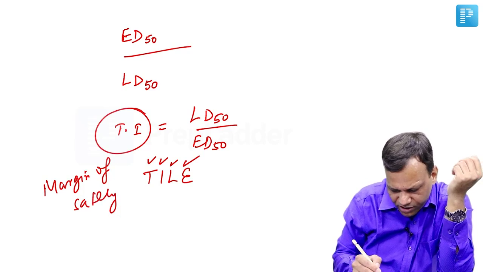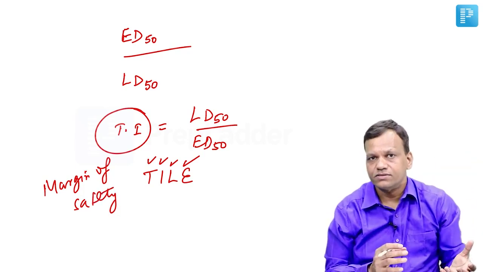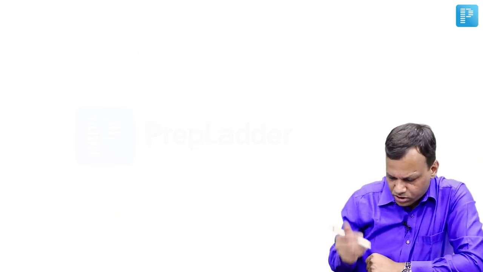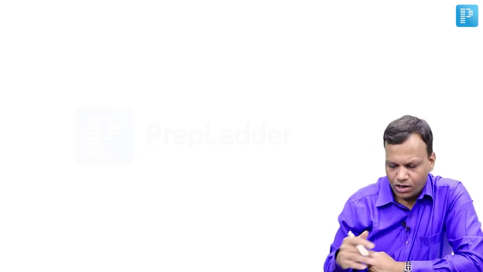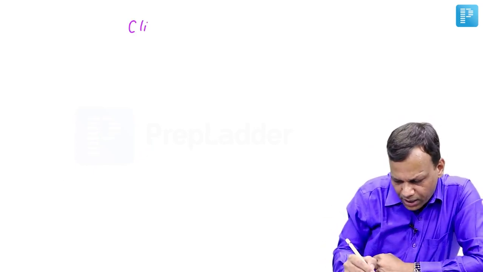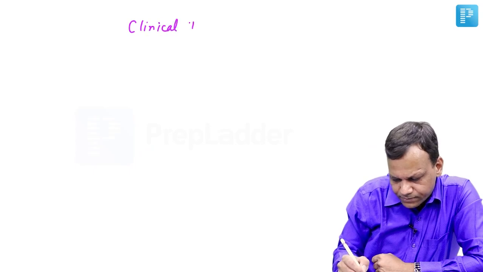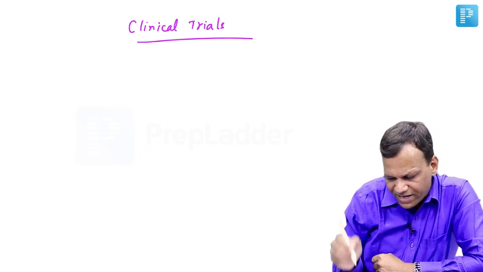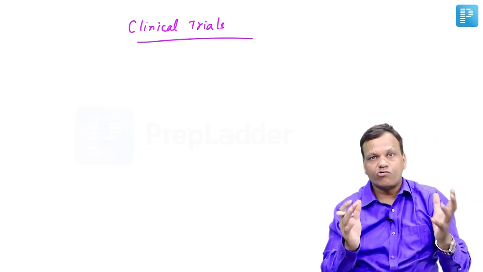That means the higher the therapeutic index, the safer the drug is. Okay, so that is about the dose response curve. After the dose response curve, we need to discuss a very important parameter known as clinical trials. There are many drugs in the market. There must be tight regulation for them.